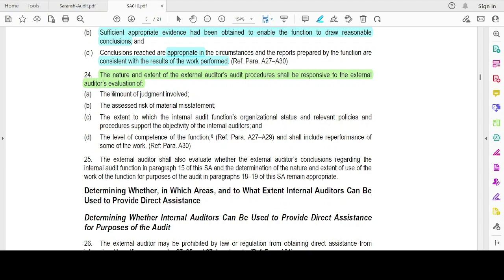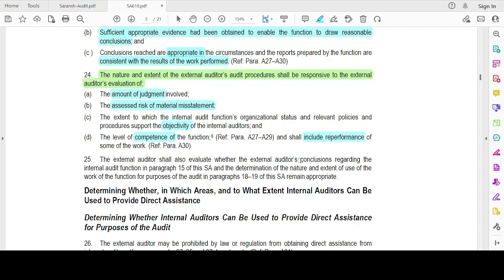Okay, amount of judgment involved. If significant judgment is involved, I will do it myself. I will not delegate it to him. Since the risk of material misstatement, significant risk, or risk of fraud is there, I will not delegate it. I will do it myself. The extent to which the objectivity, competence, and reperformance of some work, something could be like that.